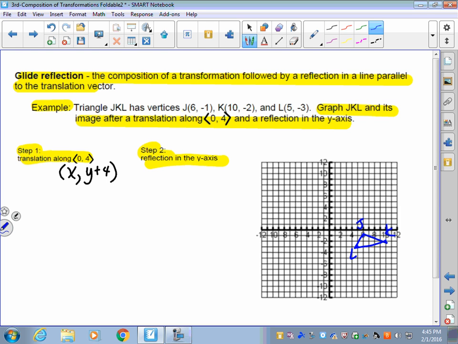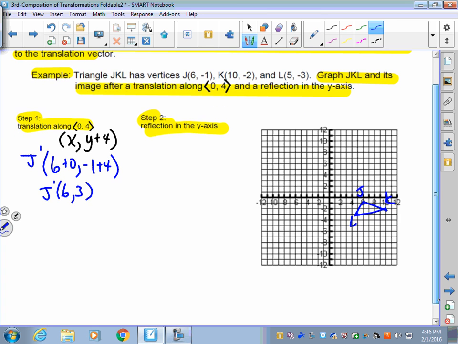All right, so the first thing they want us to do is translate using the component form 0, 4. So all I'm going to do here is take my coordinate of J and get the J prime. I'm going to take the ordered pair that we had, 6, plus 0, just say 6. And then we got -1 plus 4. I'm just going to apply the rule to each coordinate. And so J prime really is 6, 3. And then we're going to do this for each point.